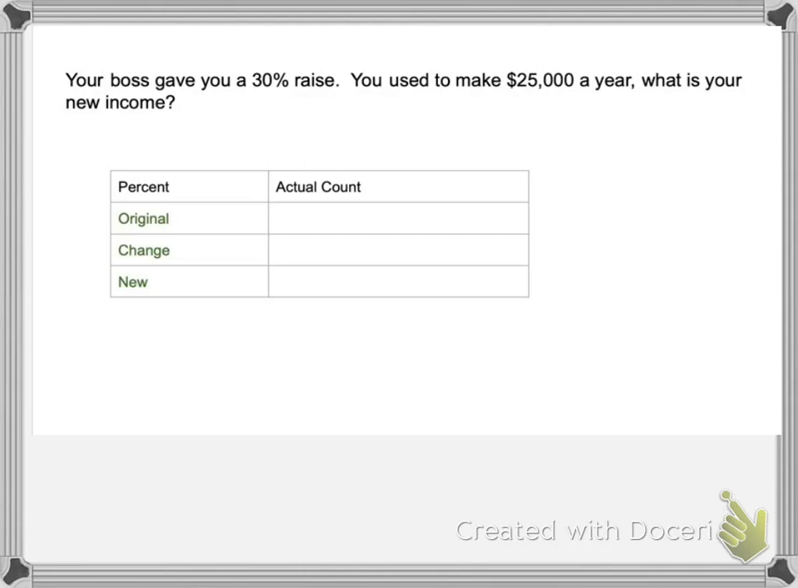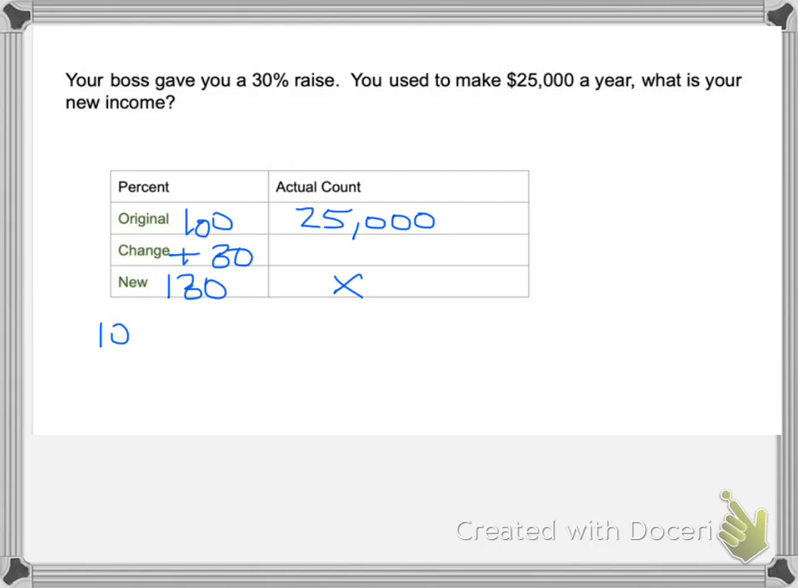Your boss gave you a raise. You used to make $25,000 a year. What is your new income? Well, remember, my original amount is always 100. And he gave me a raise, so that's my change, plus 30. My new amount will be 130%, right? I used to make $25,000 a year, but I want to know how much I'm going to make after my big raise. That's where my x is going to go.